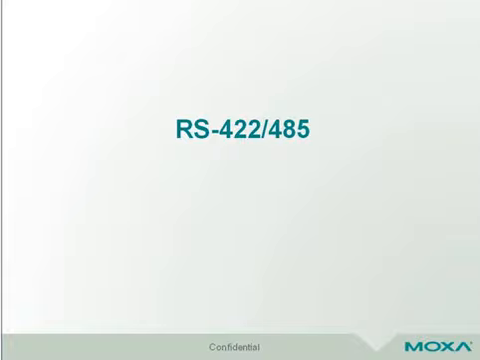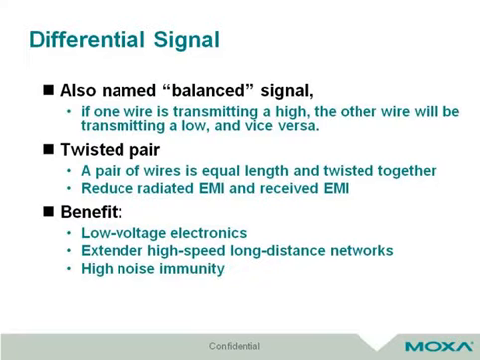Now, let's move to RS-422 and RS-485. RS-422 and 485 use differential signal. It is also named balanced signal. If one wire is transmitting a high, the other wire will be transmitting a low. The pair is twisted and equal length. The benefit of differential signal would be low voltage, long distance, and high noise immunity.